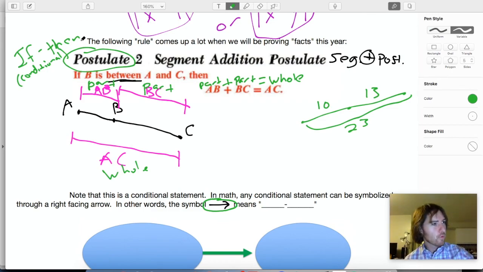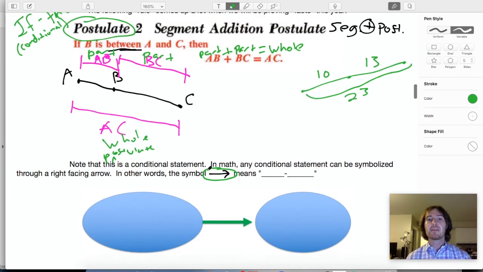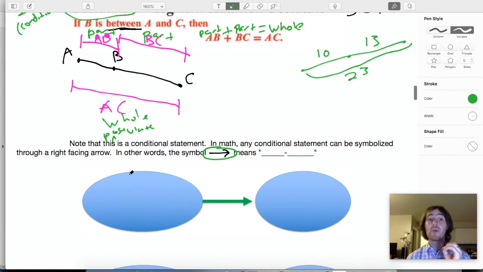If we program this, then this is going to be the result. Or if we have these particular shapes and they look like this, then we're able to conclude this. That's how it works in geometry. This postulate is a conditional statement, and postulates are almost always conditional statements. In math, any conditional statement can be symbolized through a right-facing arrow. This rightward-facing arrow stands for if, then.